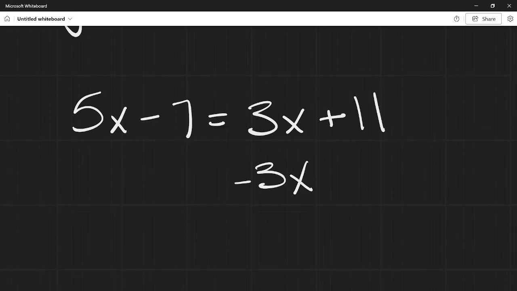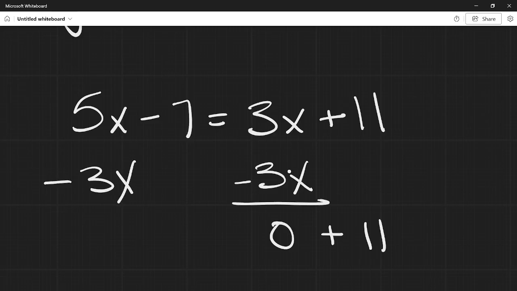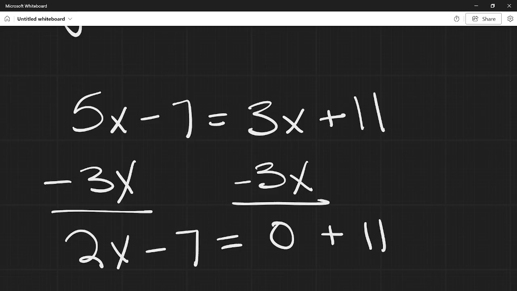And I do that since we have a positive 3x. To make it go away, I just subtract 3x to get 0. And then we still have a plus 11 over here. Whatever I do to one side, I have to do to the other side. So I subtracted 3x over here. I'm going to do the same thing on the left side of the equal sign. When I do that, I'll get 2x, right? 5x minus 3x equals 2x. And then I leave the 7 alone for now. I bring down my equal sign, and everything else is accounted for.